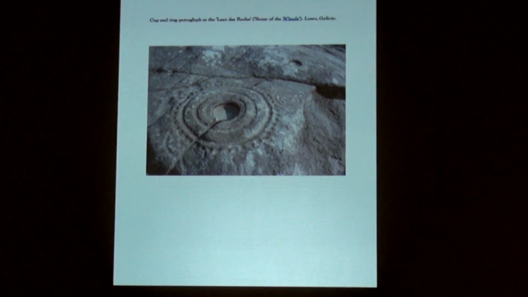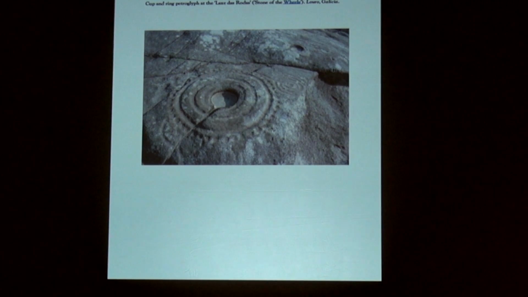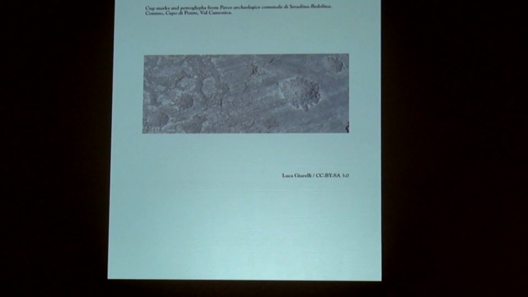Here's another one. This one from Galicia. You see a kind of tadpole-like thing, rings, a depression, and a sort of tail. Now these are also called cups and rings, and I put this there to just point out that not everything that is a cup and a ring is necessarily a cup and a ring.